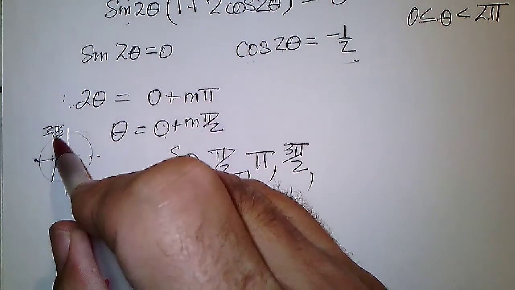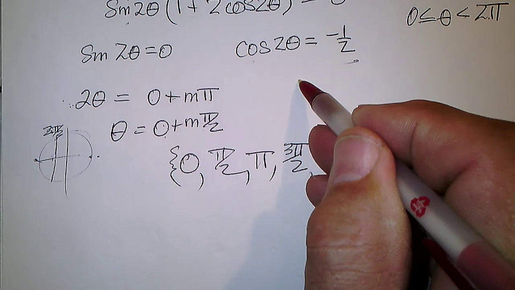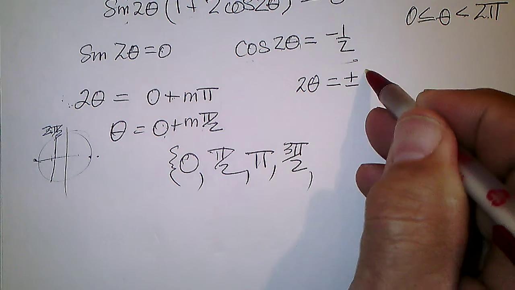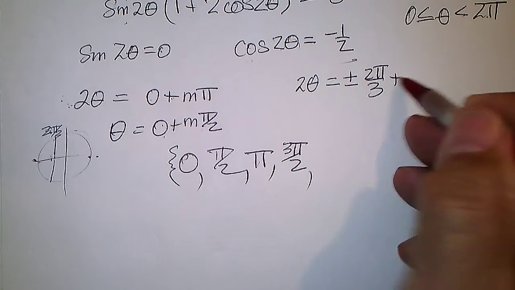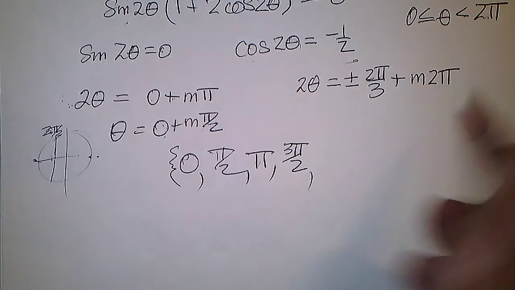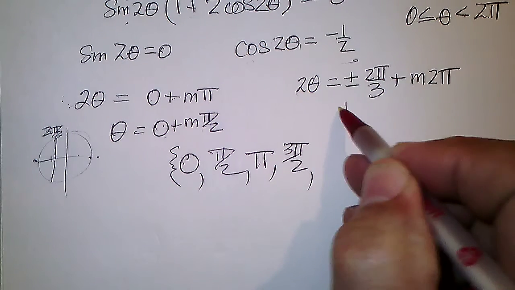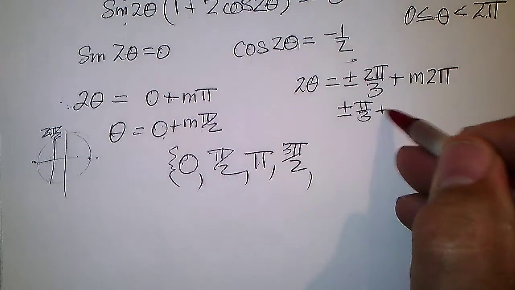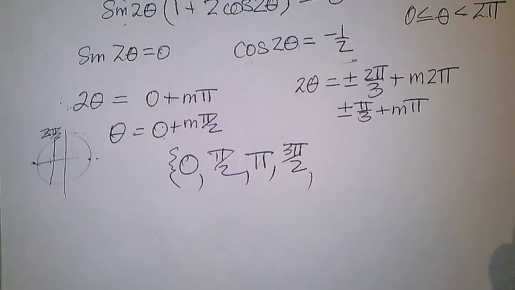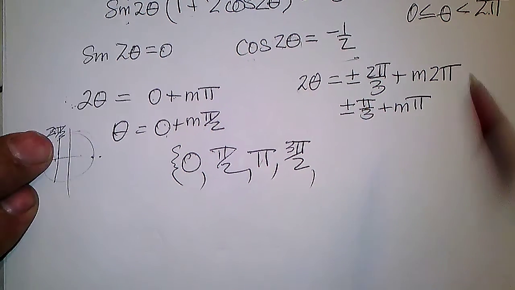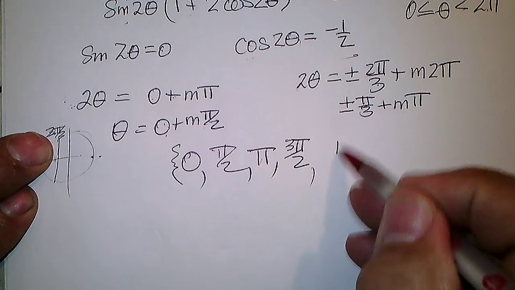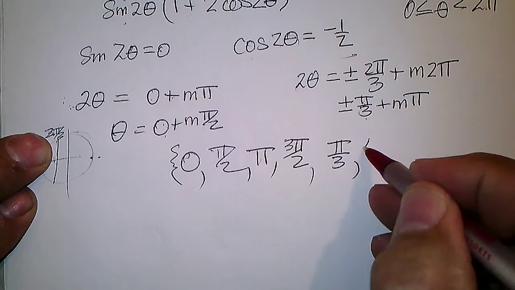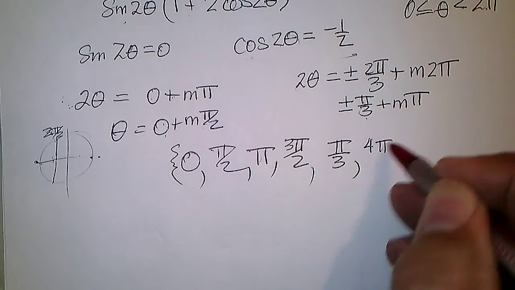So I'm going to write 2 theta. The angle will have to be either plus or minus 2 pi over 3 plus multiples of 2 pi. Divide by the 2 and I get plus or minus pi over 3, plus multiples of pi. So pi over 3 is between there and there. If I add pi to that, that'd be 3/3, so that'd be 4/3. Oh, excuse me, 4 pi over 3.